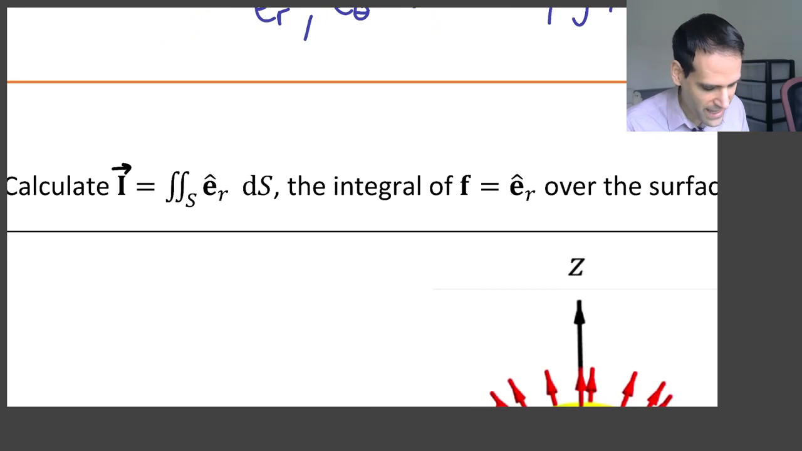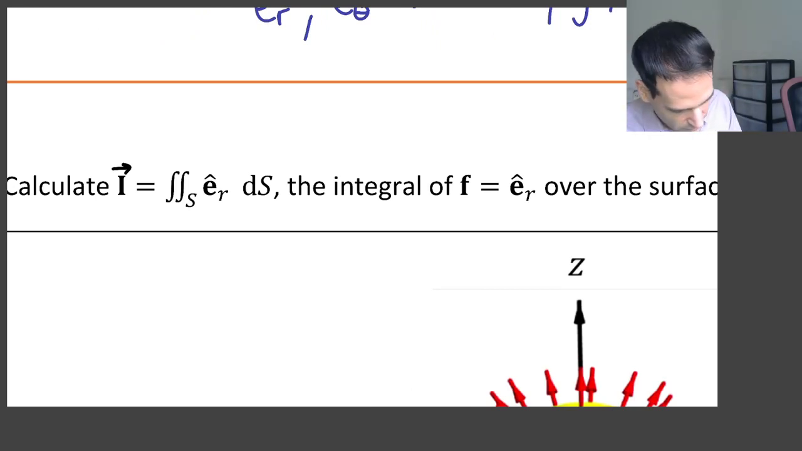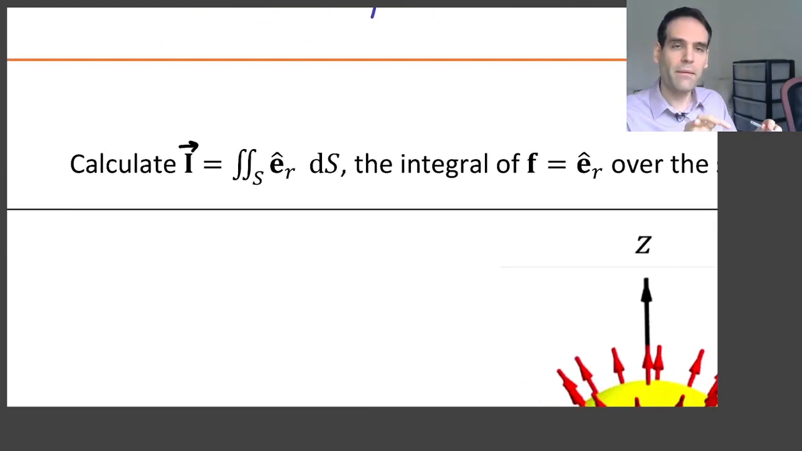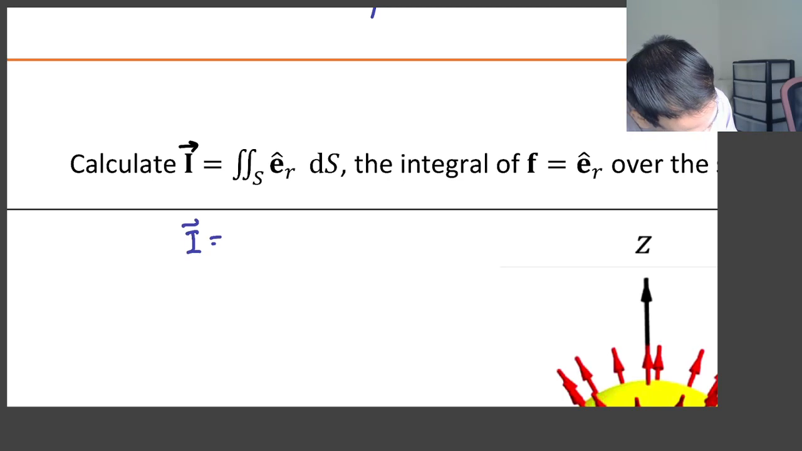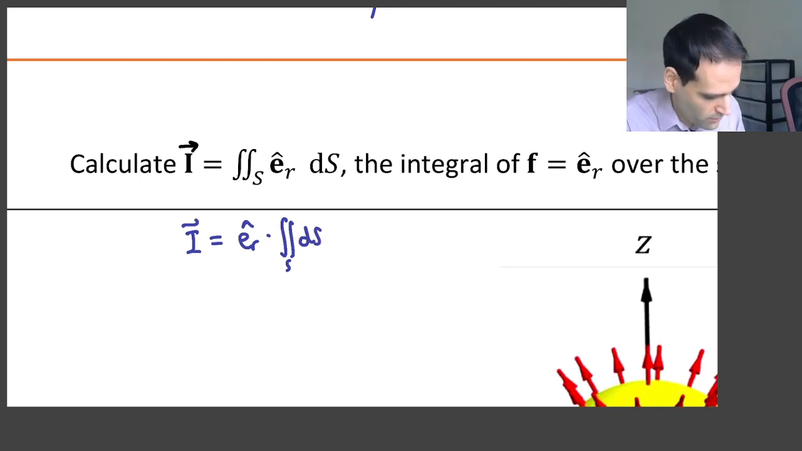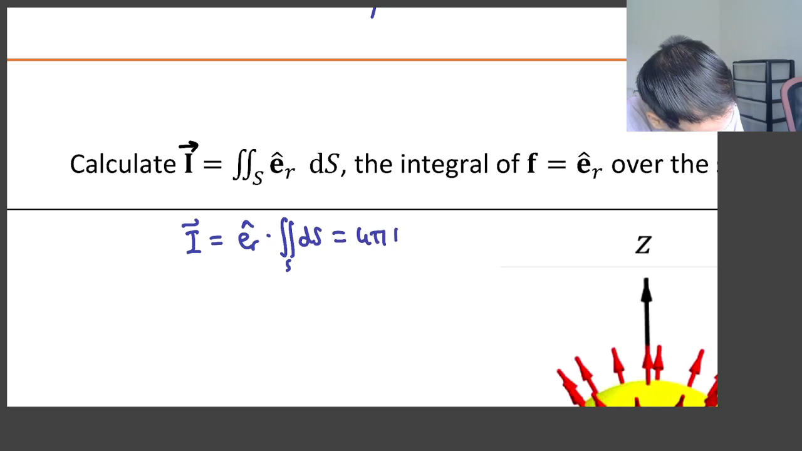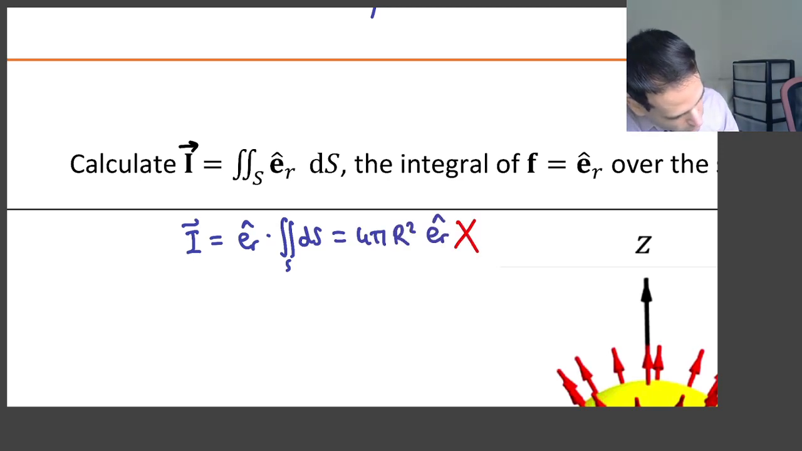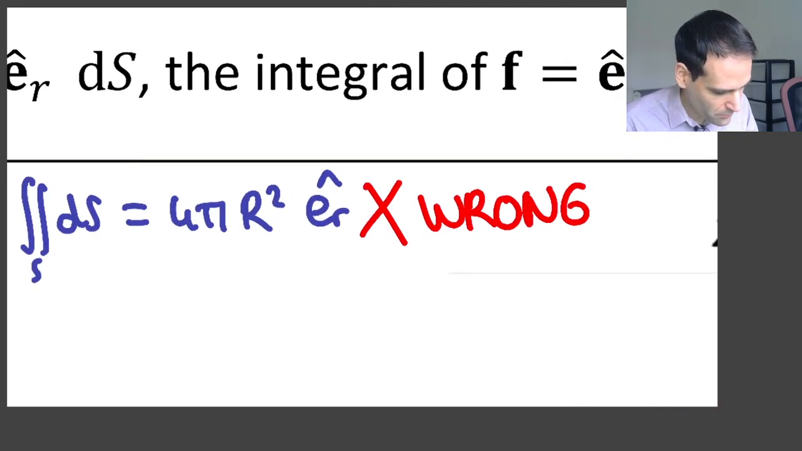So what am I really asking here? If you were naive and just applied blindly the fact that you can take e_r outside, you would wrongly state that I is simply e_r times the surface of the sphere, because it's the double integral of dS, which would be 4 pi r squared. But this is completely wrong. It doesn't even make sense, because how do you interpret this answer?